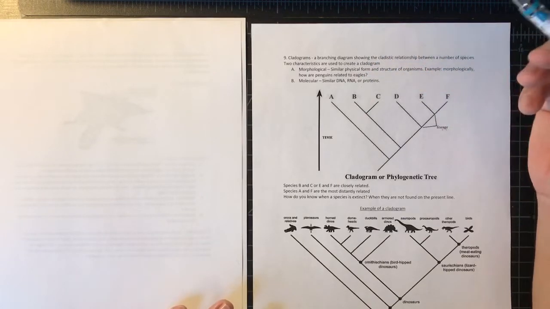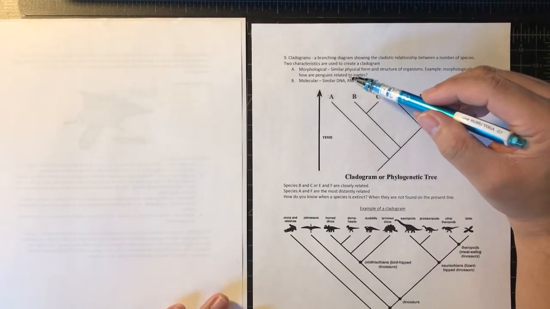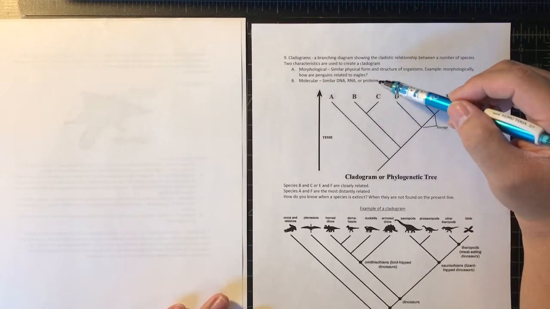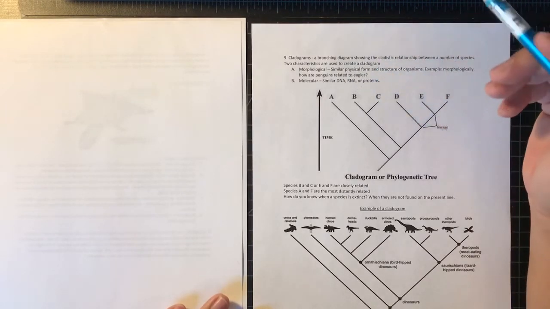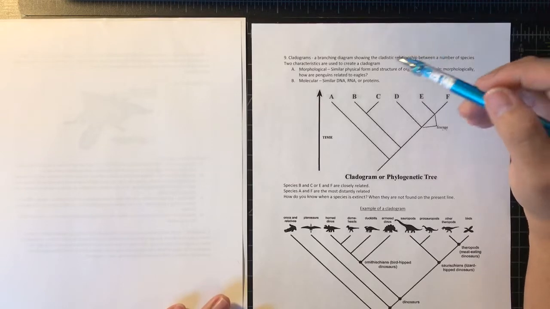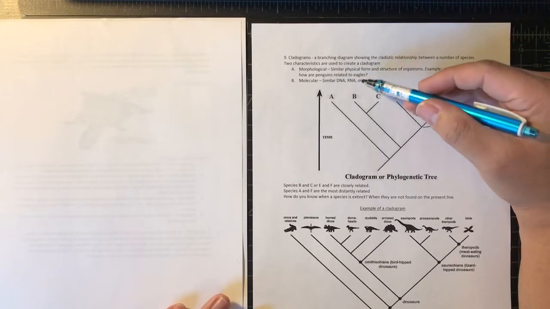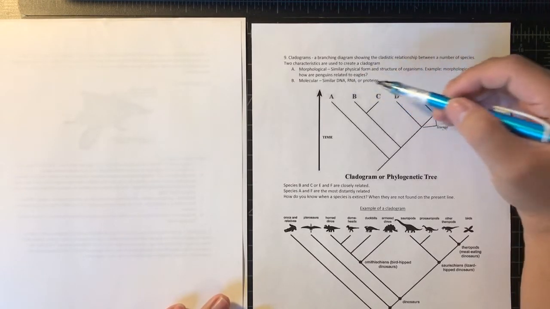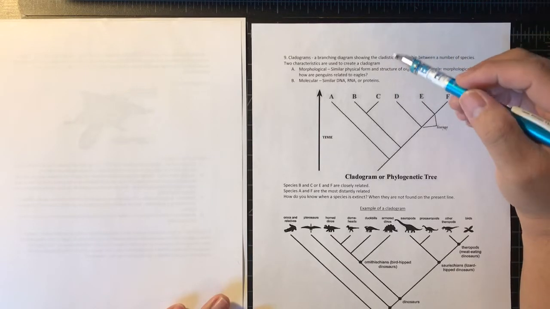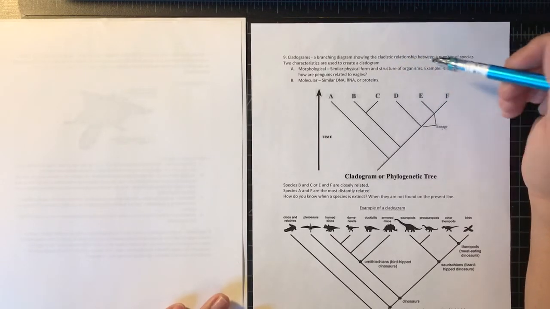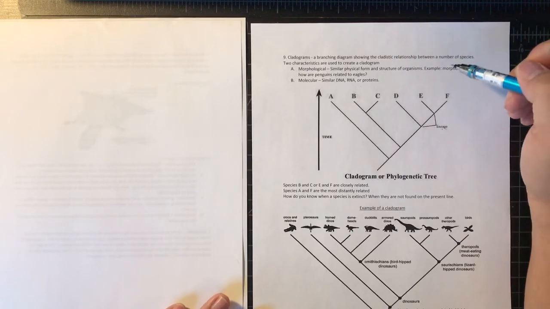B, molecular. Molecular means similar DNA, RNA, or proteins, or anything molecular that is similar within an organism. Usually DNA is number 1, and if DNA is unavailable, RNA and proteins are the next two that are used to classify organisms based on their relationship.